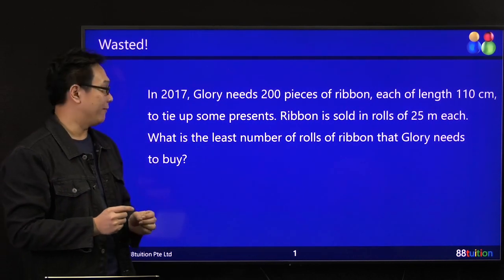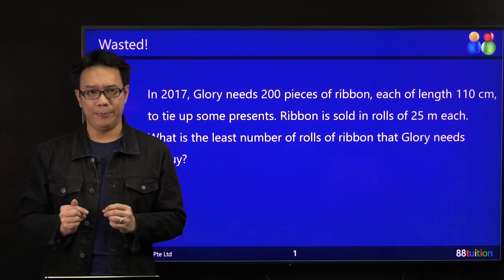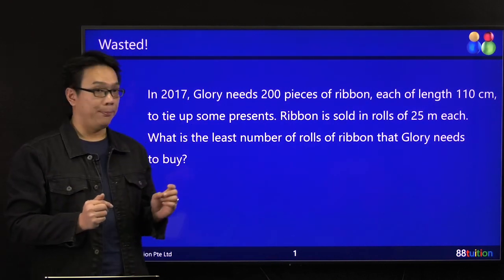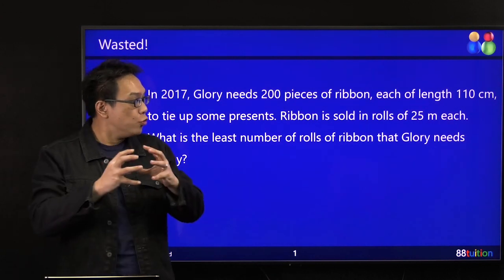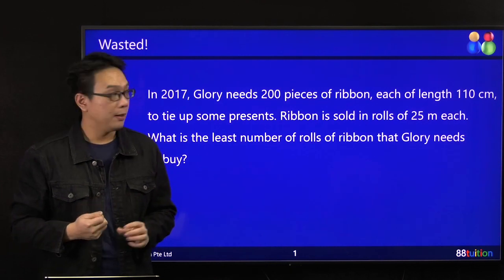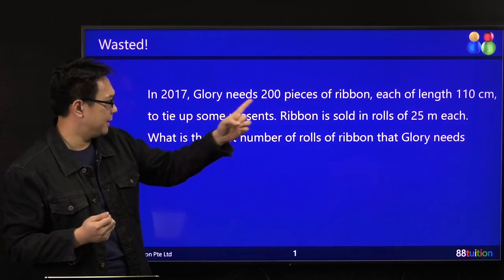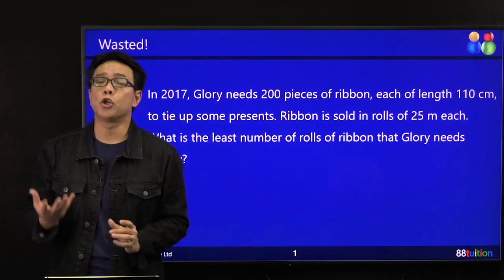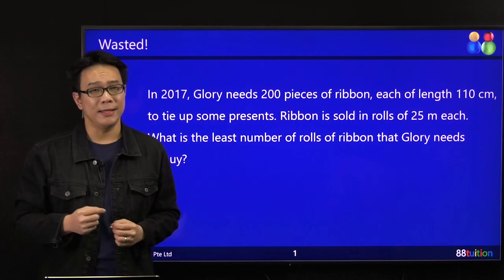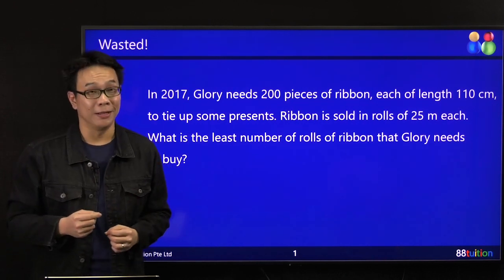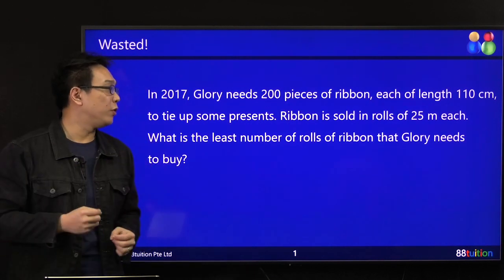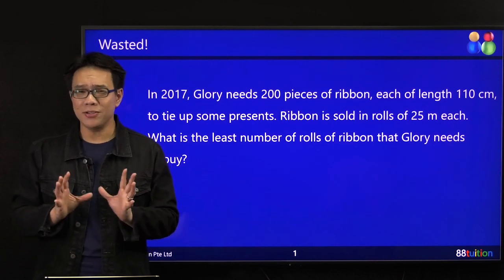So in 2017, Glory needs 200 pieces of ribbon, each of length 110 cm, to tie up some presents. Ribbon is sold in rolls of 25 meters each. So every one roll is 25 meters. Down there got centimeter, this one got meter. You have to make a choice to work in centimeter or in meters. My advice, use the easier method, which is to work in centimeter. It's easier to convert meter to centimeter. Anyway, what is the least number of rolls of ribbon that Glory needs to buy? This is our question. What do you do?